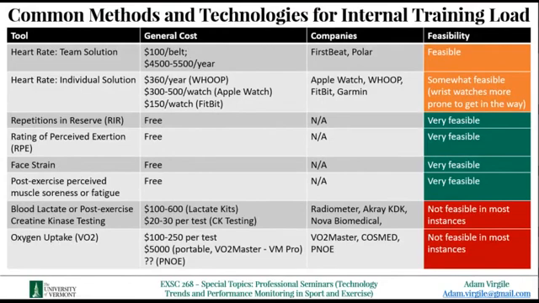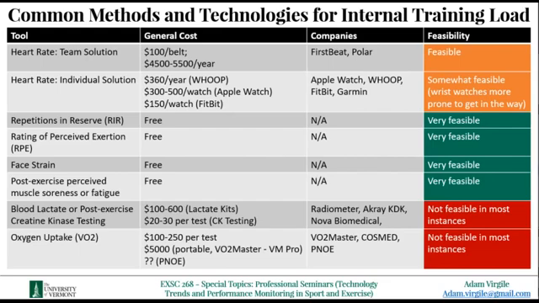And now we're going to go through common methods and technologies for assessing internal training load, and then we'll go over external as well. Heart rates are a good internal load measure that are generally feasible to apply in most settings. Similarly, there are some individual heart rate solutions that generally work with wrist straps, such as Whoop or Apple Watch or Fitbits. And then you have a bunch of other internal load metrics that are not objective, but are free and really easy to implement, particularly in large group settings.